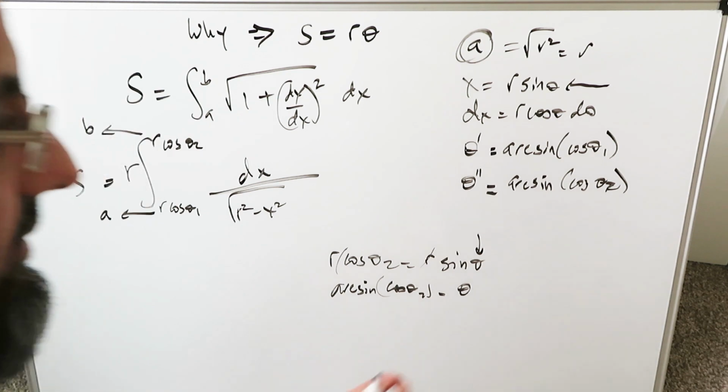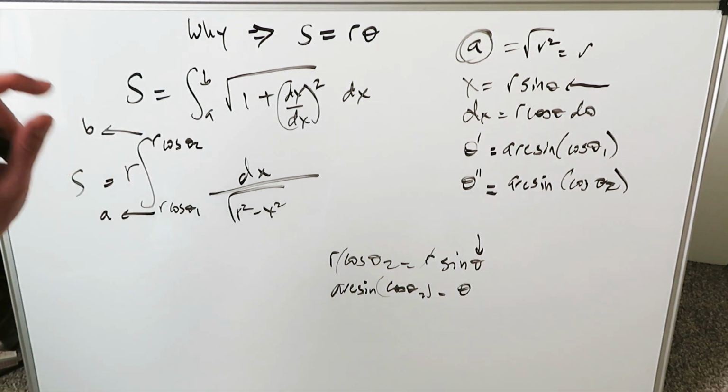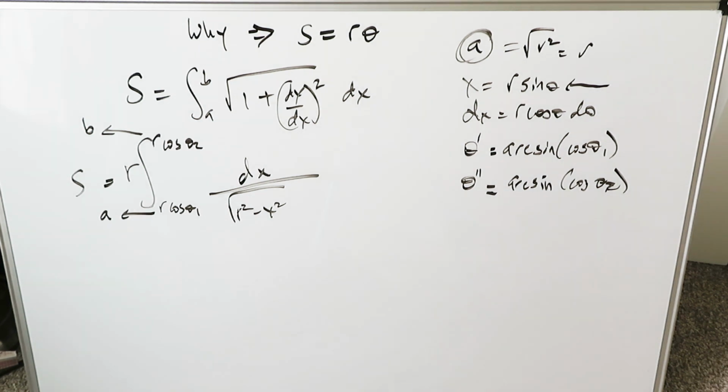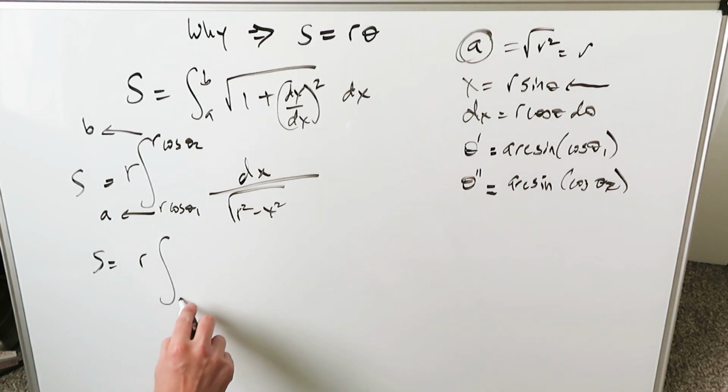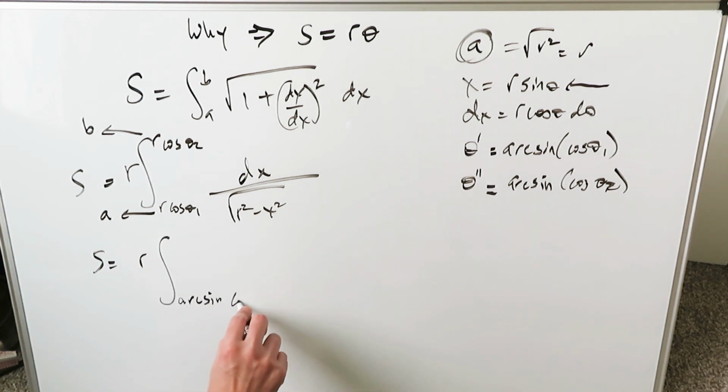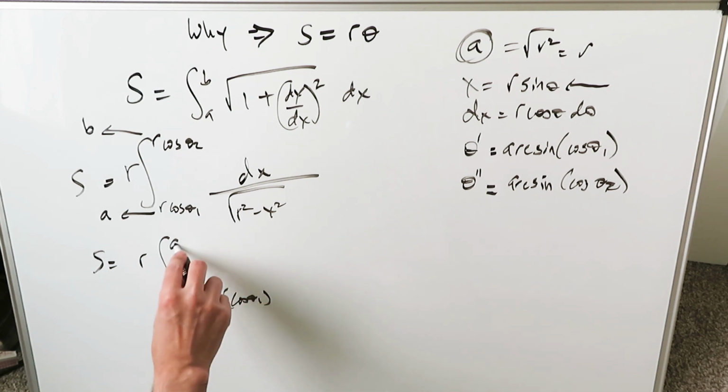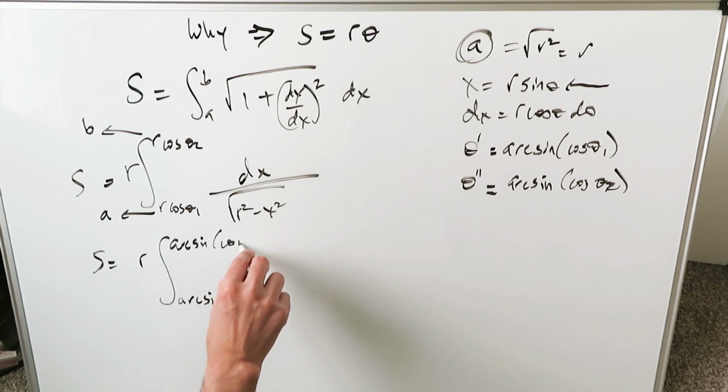Why do we have to go through all of this technique? Because in that initial representation, I don't have numerical values for a and b. Everything is coming out using right triangle trigonometry. Now what we have is this, s is equal to r, and now we have these limits coming into play. Arc sine cosine theta 1, and then we have arc sine cosine theta 2.